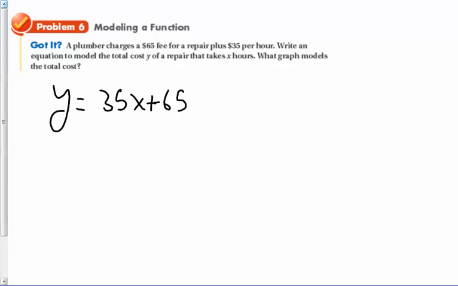So what does the graph look like? Well, this is interesting because you only need the first quadrant. Come here to 65, and it goes from there. So you don't really have anything in the negative. So this is not true, and this is not true, and that's not true, because you're talking about real life stuff. Okay?